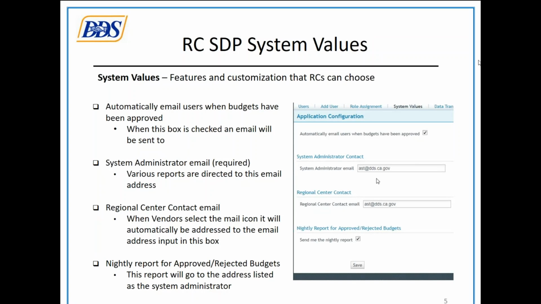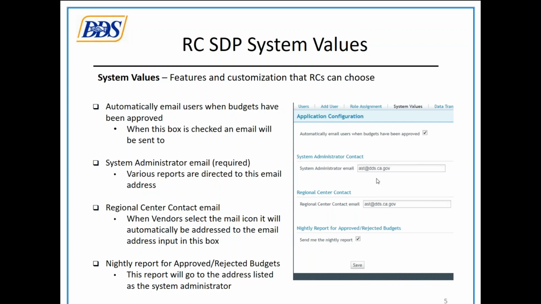So some of the things that have changed with the systems value tab, which if you're an RC administrator already, you know that this is available under the administration tab. We added an option for budget approval, and basically if your regional center selects this checkbox, then when a budget is approved or rejected, the user who created the budget should receive an email letting them know.